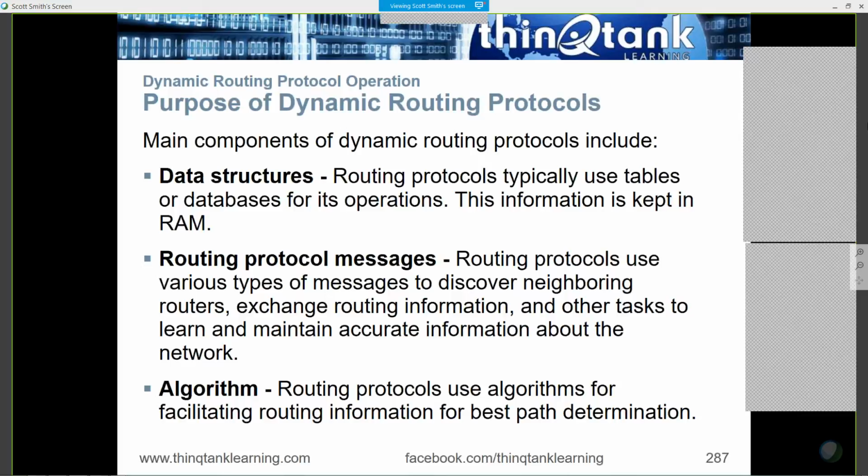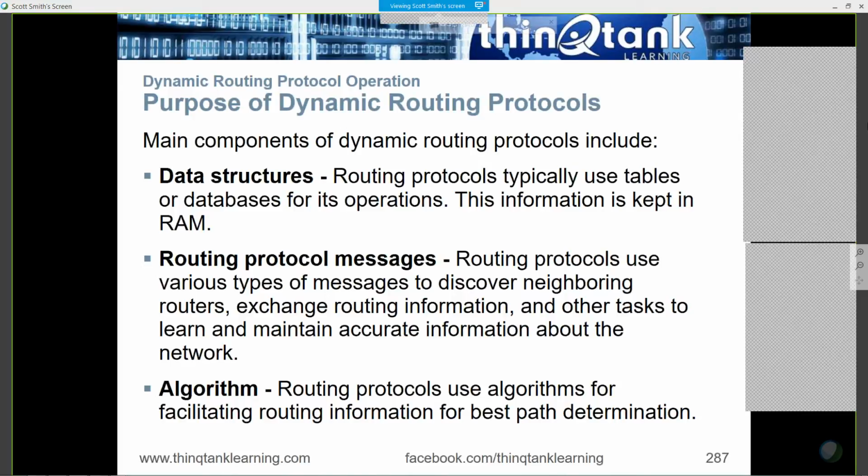Now the algorithm. So we talked about data structures. Let's go down to the algorithm. What is an algorithm? I mean, the general definition of an algorithm is a computational process, right? It is a method for calculating something. Every routing protocol has its own method for calculating something. Ultimately, what is the goal of the algorithm? When it comes to a dynamic routing protocol, what is the ultimate goal of an algorithm? To determine the best path.